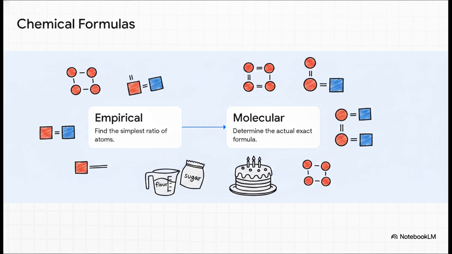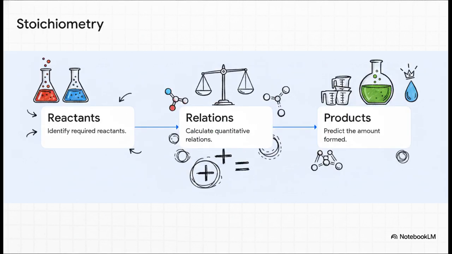But that doesn't always tell the whole story. So Step 2 uses the compound's molar mass to determine the molecular formula, the true actual number of atoms in the molecule. It's basically like figuring out the basic ratio of flour to sugar and then scaling it up to find the exact recipe for the entire cake. And speaking of recipes, we have to talk about stoichiometry. I know, big word, but it is the ultimate mathematical tool in chemistry.